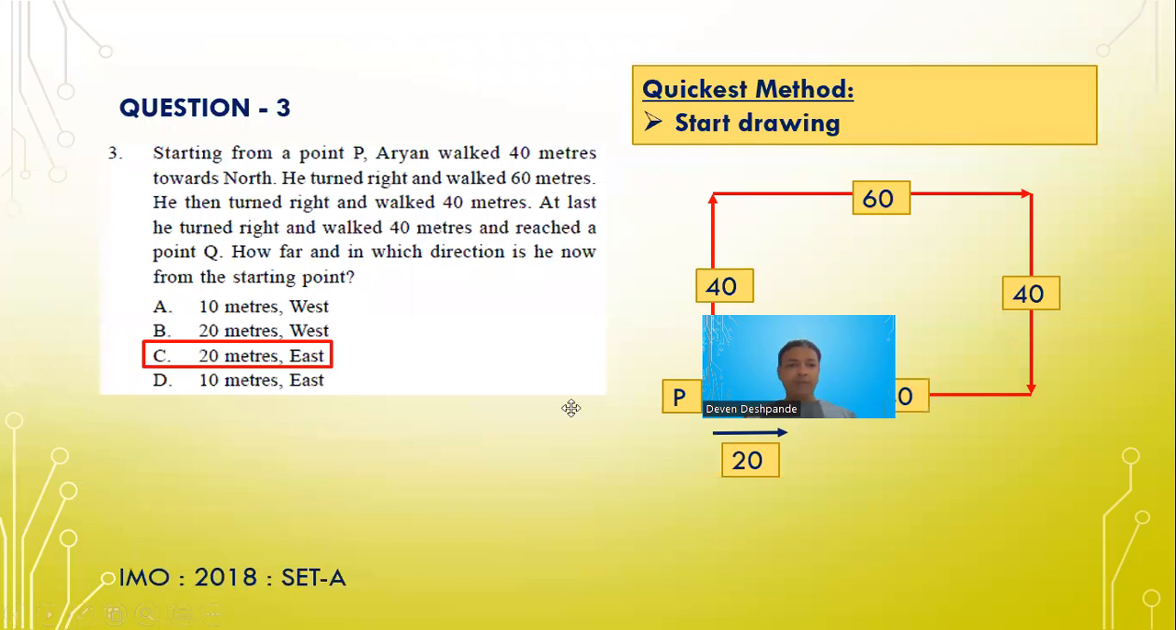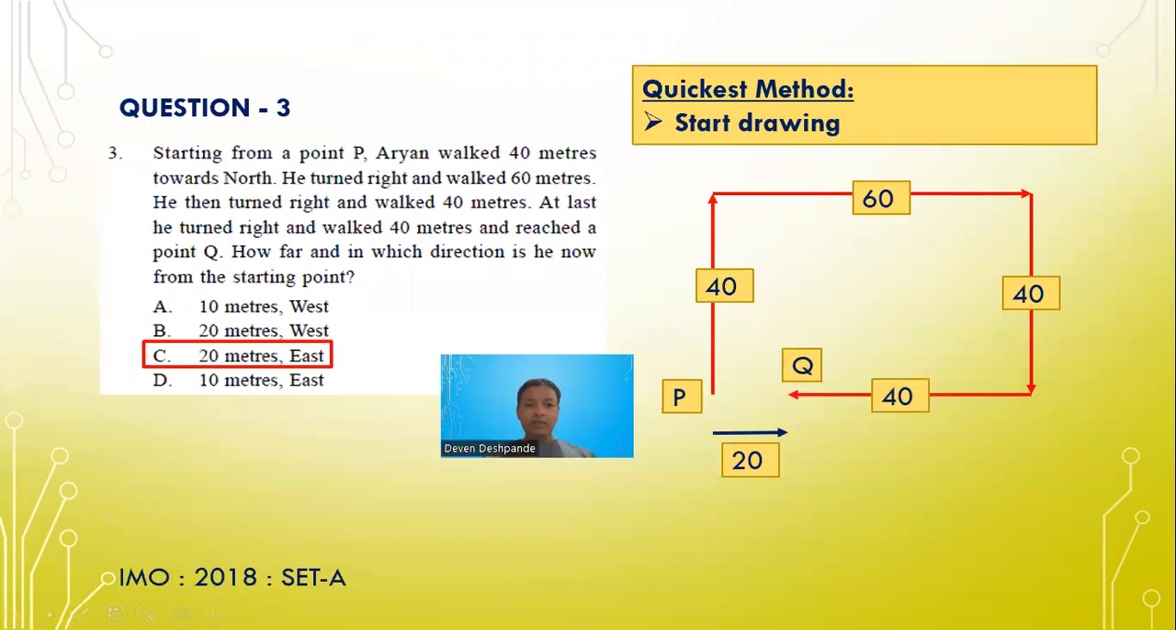Okay, next one. Starting from point P, Aryan walks 40 meters towards north. So start drawing. 40 meters towards north. He turned right and walked 60 meters. He turned right again and walked 40. At the last point, turn right and walk 40 again.